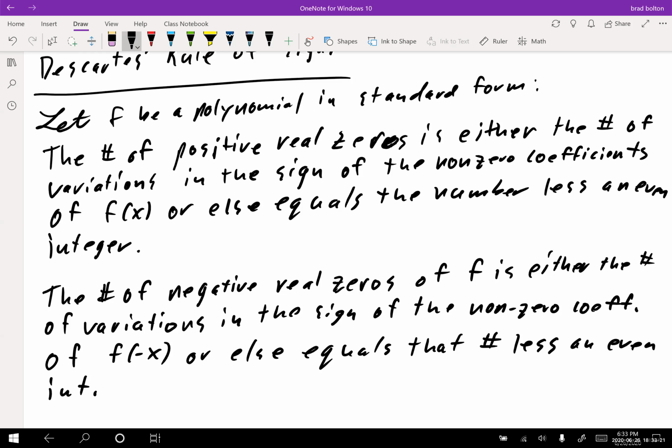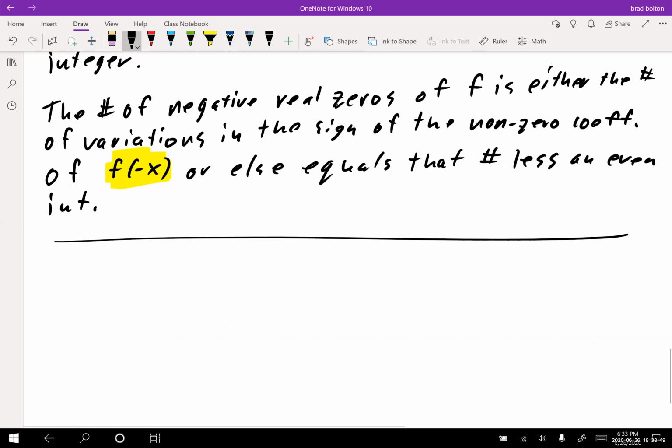Okay, so it says the number of negative real zeros of f is either the number of variations in the sign of the non-zero coefficients of f of negative x. So notice this one is f of x and this is negative x. If you're trying to determine the number of negative, you use negative x. If you're trying to determine the number of positive, use positive x. This is really wordy, so let me show you what this means.